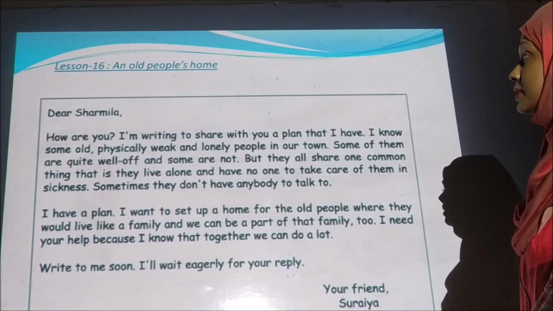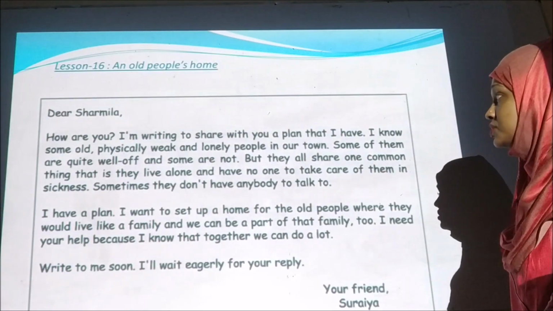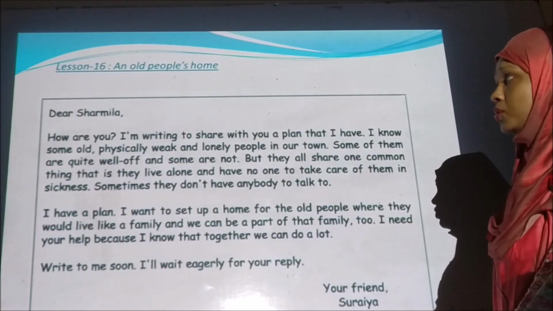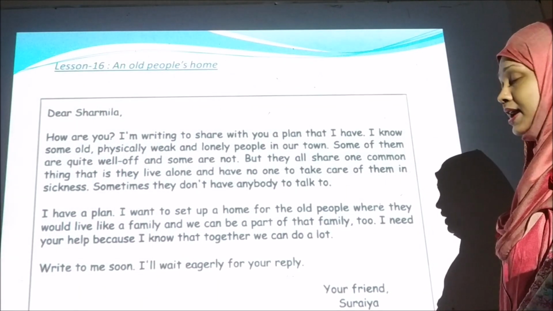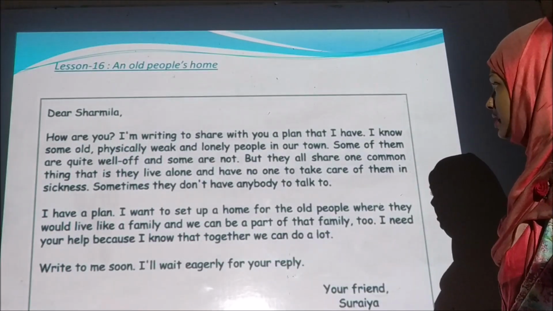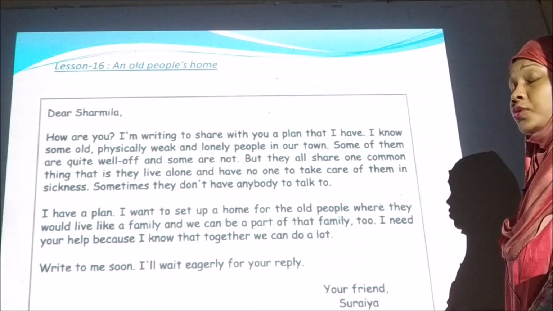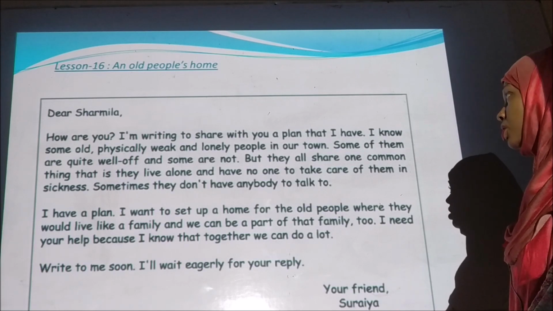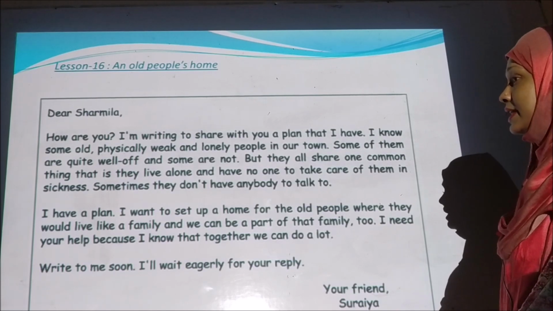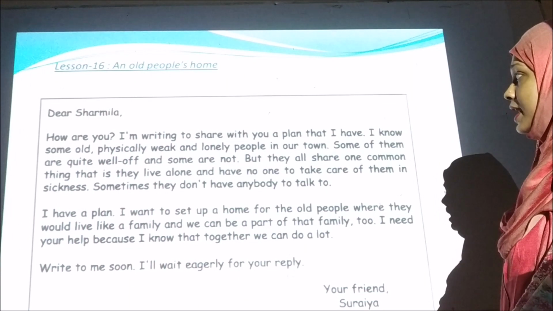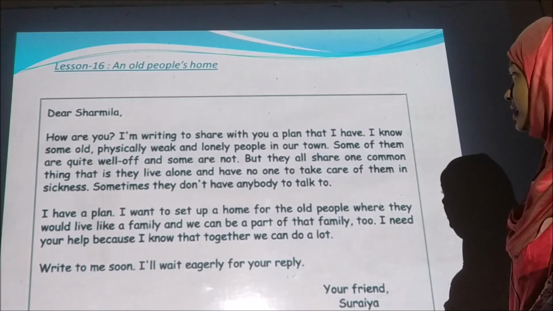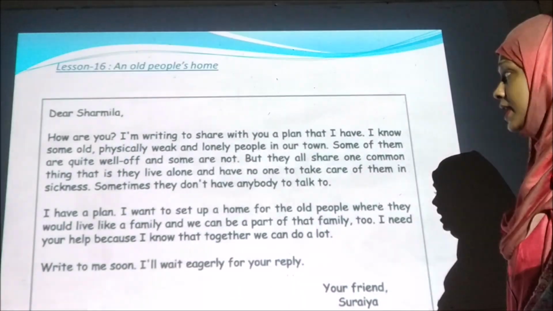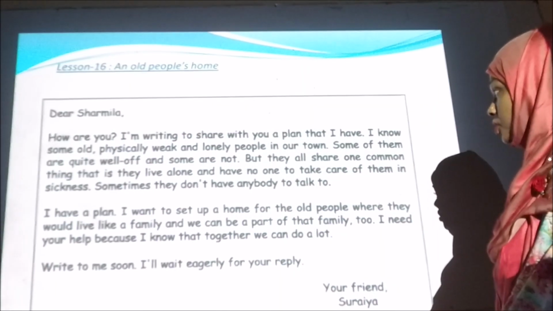Dear Sharmila, how are you? I am writing to share with you a plan that I have. I know some old, physically weak and lonely people in our town. Some of them are quite well off and some are not. But they all share one common thing, that is, they live alone and have no one to take care of them in sickness. Sometimes they don't have anybody to talk to.